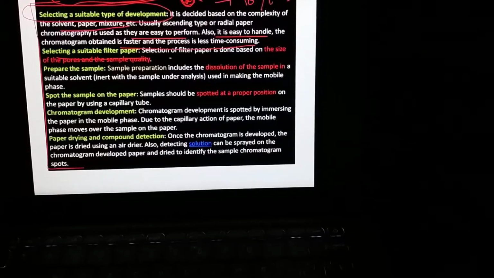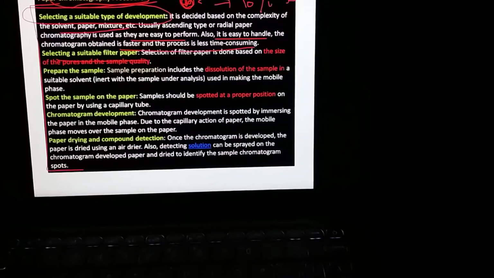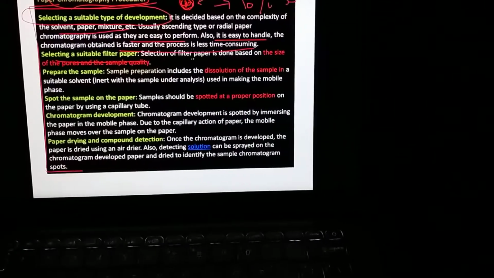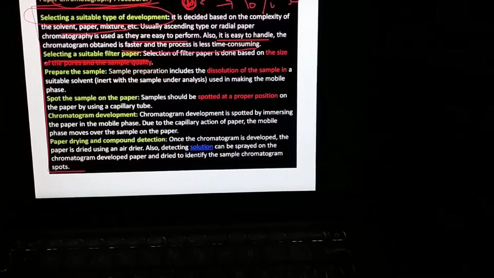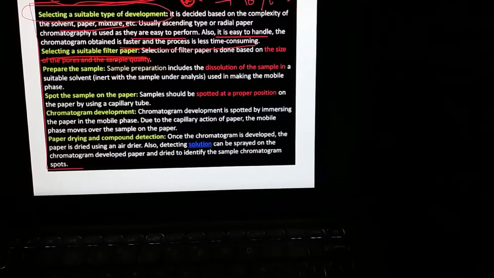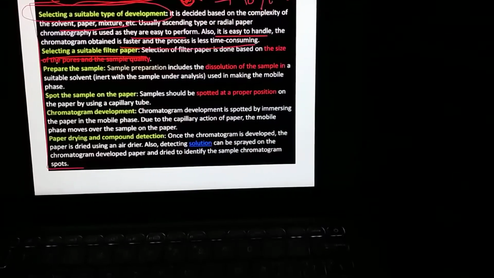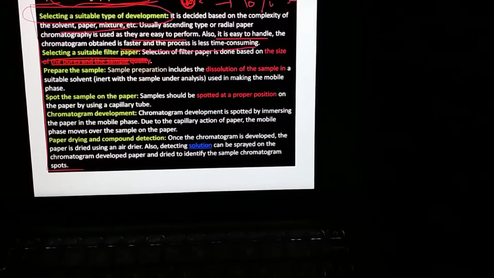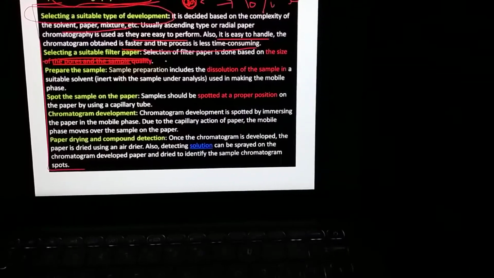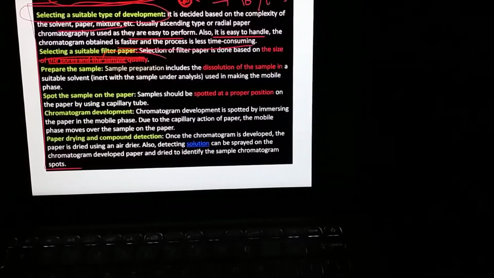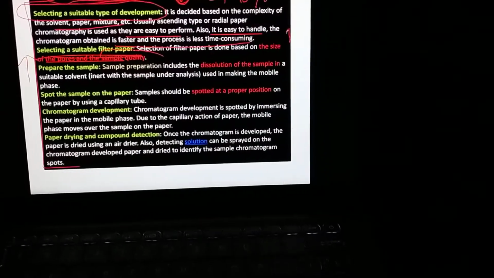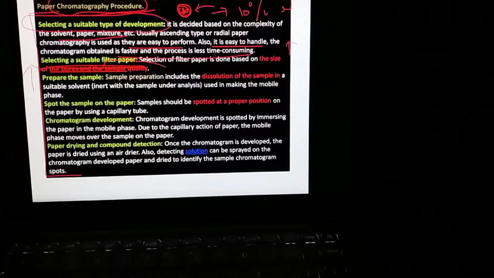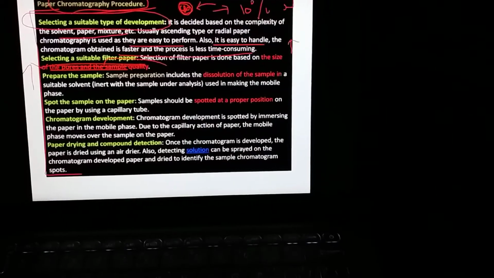Selecting a suitable filter paper. Selection of filter paper is very important, because it matters for the separation of compounds. Your paper should have the proper pore size and suit the sample quantity. The paper size depends on the quantity of sample you apply. Your applied sample should not be too concentrated.